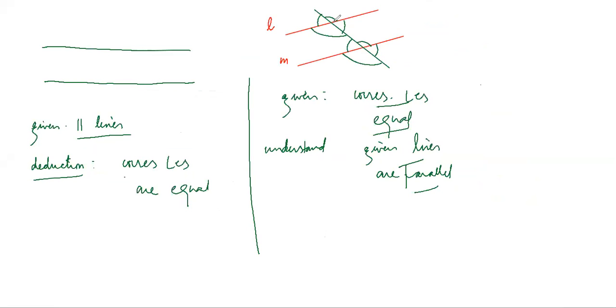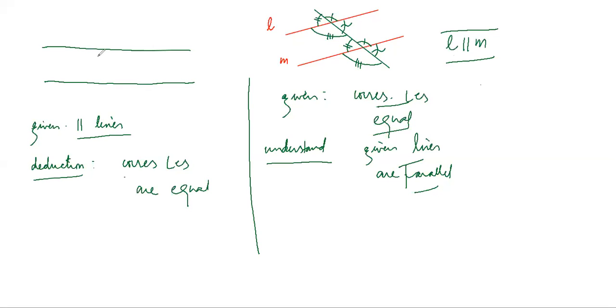This is equal to this. I'll put a double mark here. This is equal to this. I'll put a triple mark here. This is equal to this. I'll put a curve here. This is equal to this. So all four pairs of corresponding angles are equal. Then what can I understand, that lines L and M are parallel. So this has been deduced from the axiom.